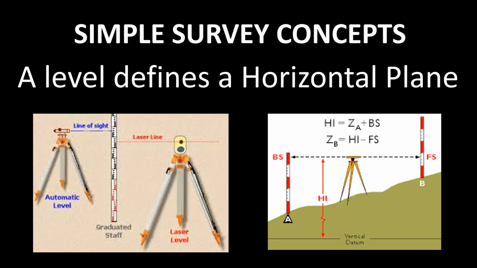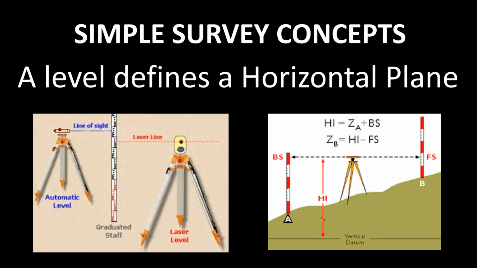So we have what we call a setup, and at each setup, the first reading that we do is a sighting to what we call the backsight. Typically the backsight is a point that has a known height above the vertical datum, whatever that might be. It might be sea level, which is the usual one, or it might be an assumed datum, an assumed datum that we've given a value of 100 metres. We give these assumed datums values of 100 metres because we don't want negative numbers.